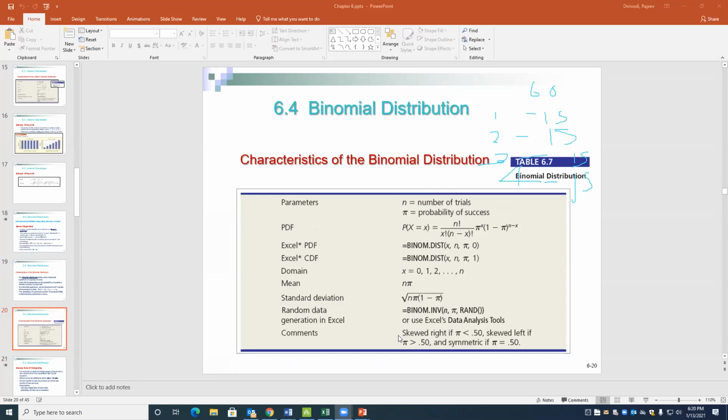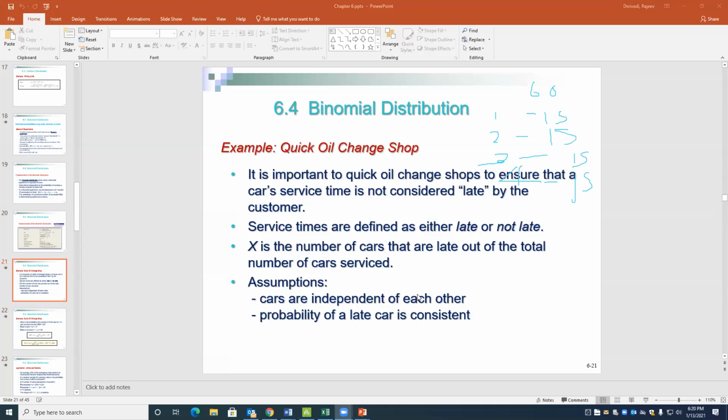The standard deviation formula is the square root of n pi times 1 minus pi. Look at this at the bottom. Skewed right if pi is less than 50%. Skewed left if pi is more than 50%. Symmetric if pi is 50%. We don't want to remember everything out of this, but again, mean and standard deviation are important. Now let's look into the examples.